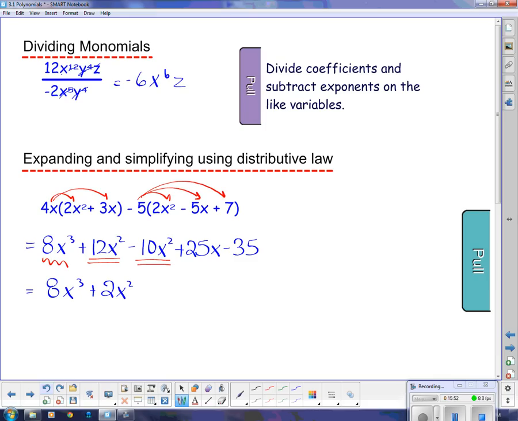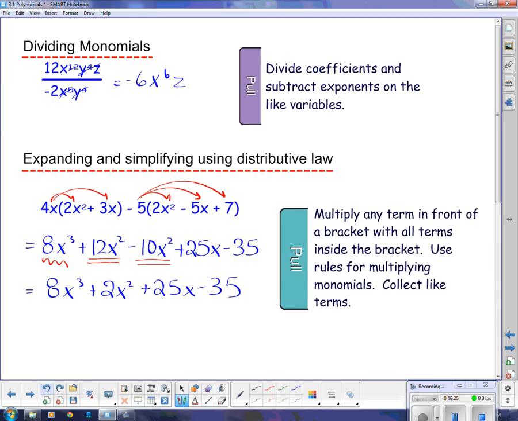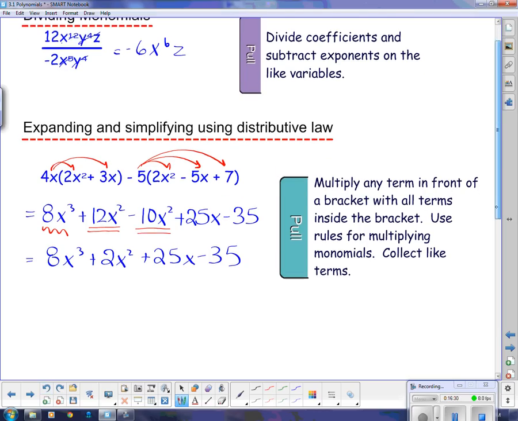And then there's nothing else to go together. I've got 25x and negative 35. And notice that I put this in descending order. I put the cubes first, then the squareds, then there's an understood one here, even though we didn't write it, and then there would be an x to the zero here, because anything to the exponent zero is one, remember? But when we multiply by one, it doesn't change anything. So we leave it as that. x cubed, x squared, x to the one, x to the zero is what those are. In descending powers, we're going down. So, when I pull it out here, multiply any term in front of a bracket with all terms inside the bracket, use rules for multiplying monomials, and collect like terms.